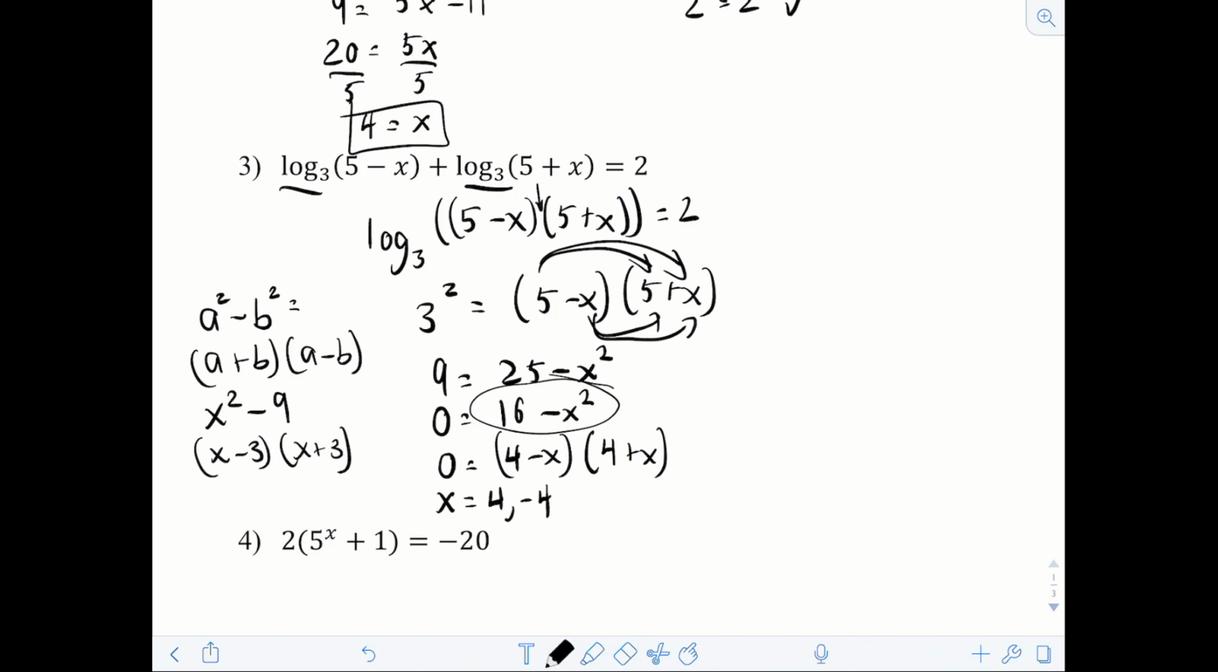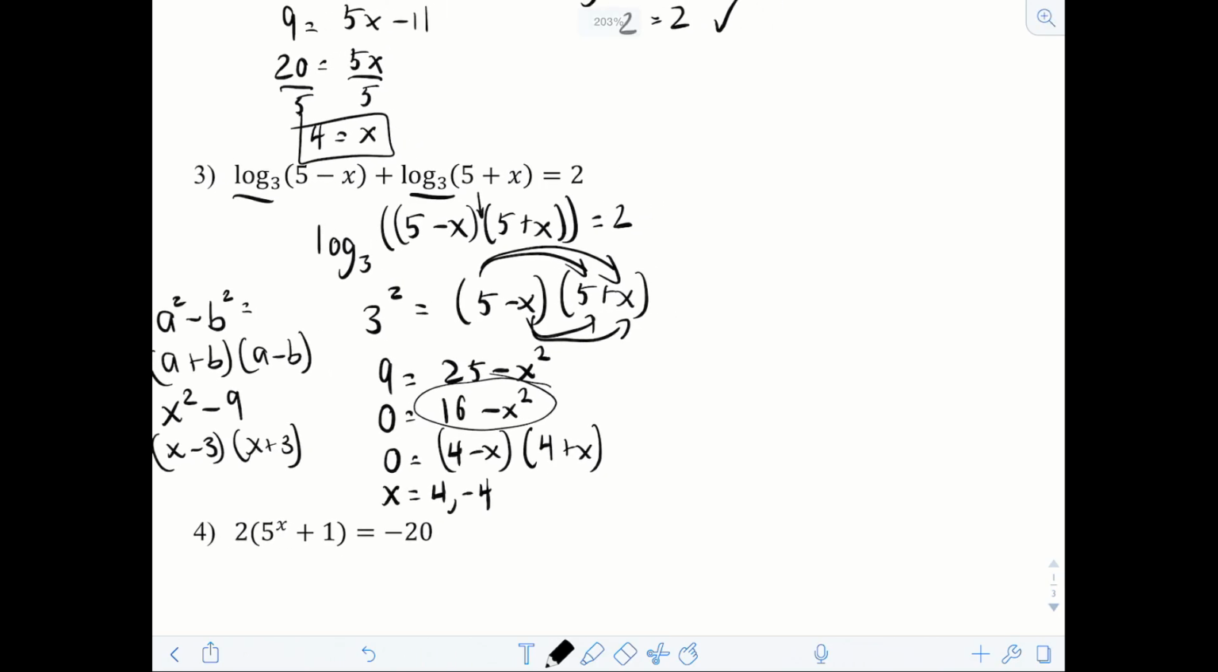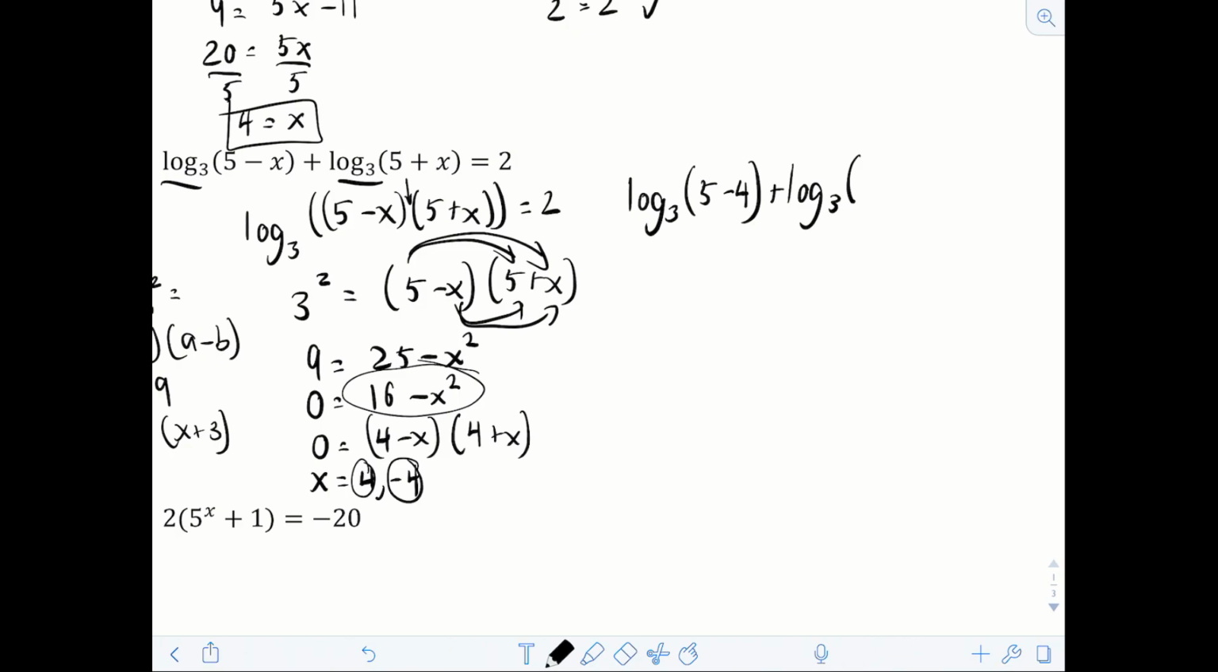So if I end up plugging in those values, the big thing here is making sure I don't get a negative value. And it seems to me that the 4 and the negative 4 are going to work. But let's work these out. So log base 3 of 5 minus 4, plus log base 3 of 5 plus 4. Let's see if that gives me 2. So I end up getting log base 3 of 1 plus log base 3 of 9. So this is going to give me 0 plus 2, and that's going to give us 2, so that checks out.